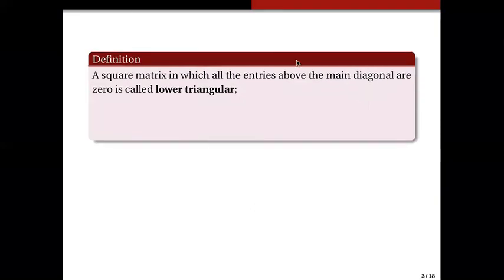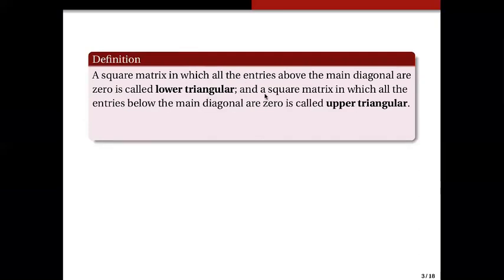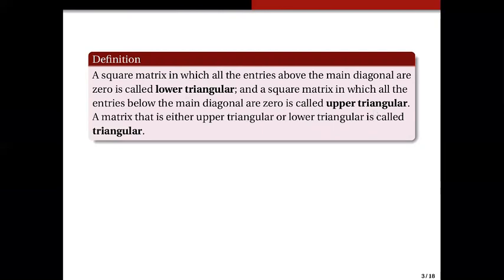Next, we define what we call triangular matrices. A square matrix in which all the entries above the main diagonal are zero is called lower triangular. We will see why they are called triangular later. A square matrix in which all the entries below the main diagonal are zero is called an upper triangular matrix. Whether you have a lower triangular or an upper triangular matrix, we'll just call them triangular matrices.